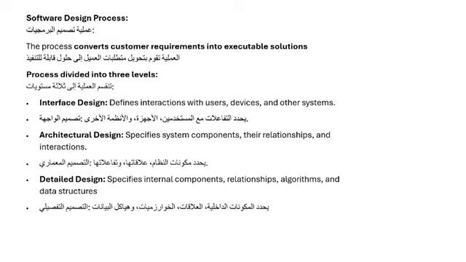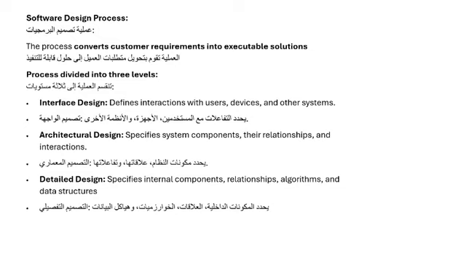Now here we're talking about the software design process. How do we create a design for an application? The process here is converting, which is the actual definition anyway, you take the requirements and convert those into a solution, and the solution is what is used by the user actually. The process is divided into three levels.